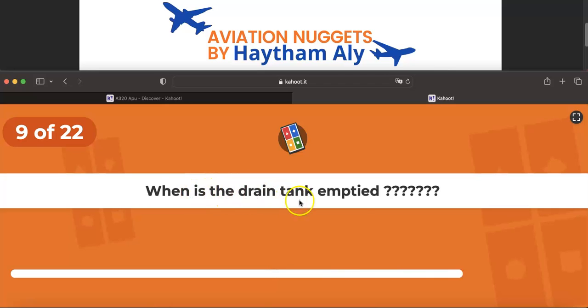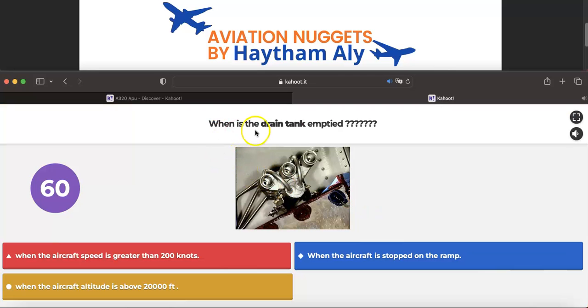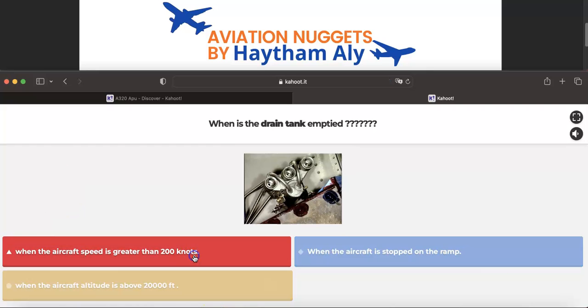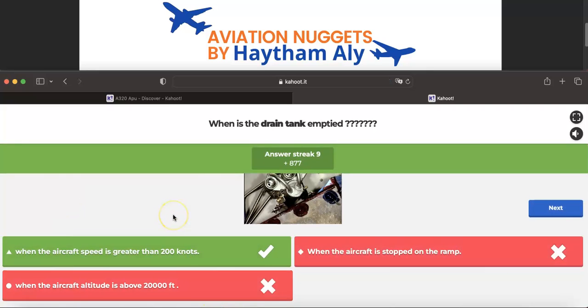When is the drain tank emptied? When the aircraft speed is greater than 200 knots, when the aircraft is stopped on the ramp, when the aircraft altitude is above 20,000 feet. The right answer is when the aircraft speed is greater than 200 knots.